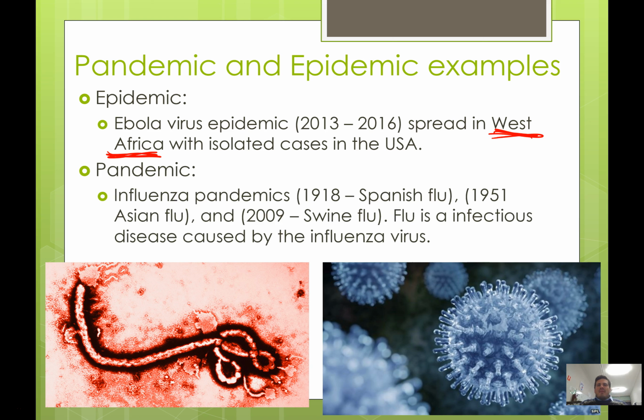And then we can have pandemics such as the influenza pandemic in 1918, the Spanish flu, which started in Spain but spread around all of Europe and many other countries around the world. In 1951, we had the Asian flu, same story. The swine flu, also in Asia, in 2009. Okay, and flu is an infectious disease caused by the influenza virus, as we know.